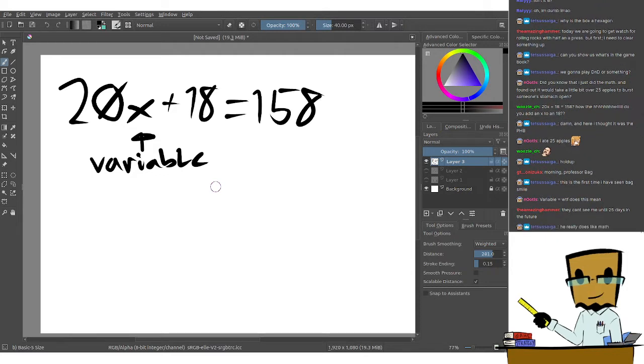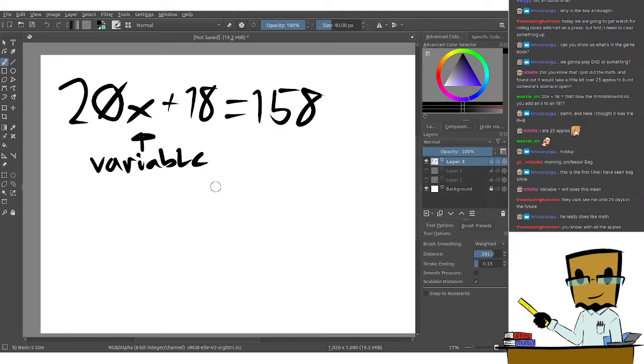Is that true? Yeah, variable means you don't know. I feel like math is fun. I do have a good example that I want to show off of using algebra: finding a formula for a pattern of numbers.